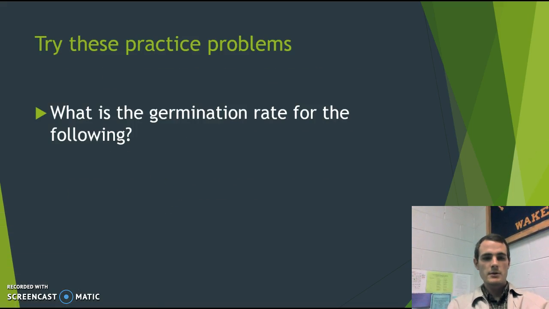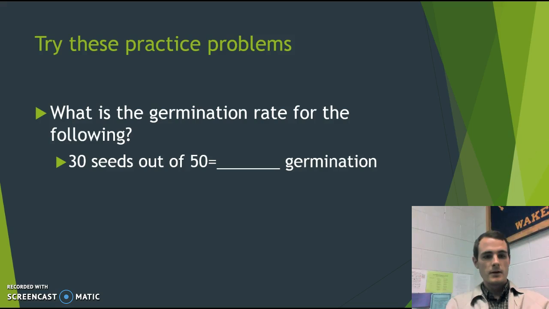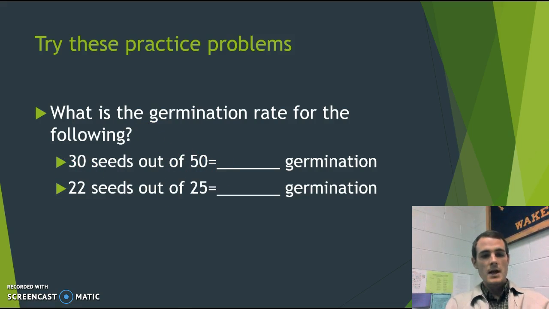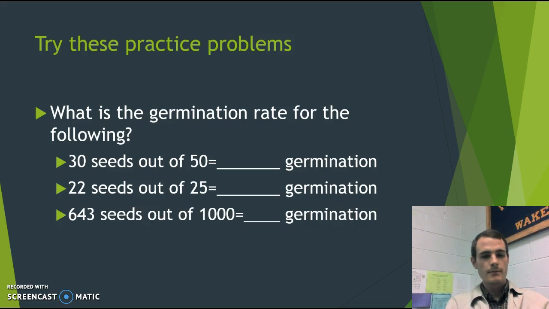So let's try a couple of these so that we understand germination rates. So what is the germination rate of the following? If you have 30 out of 50 seeds, you would have a 60% germination. You just do 30 divided by 50, and that would equal 60%. If you have 22 seeds out of 25 seeds germinate, that means 3 of them did not germinate, you would have an 88% germination.